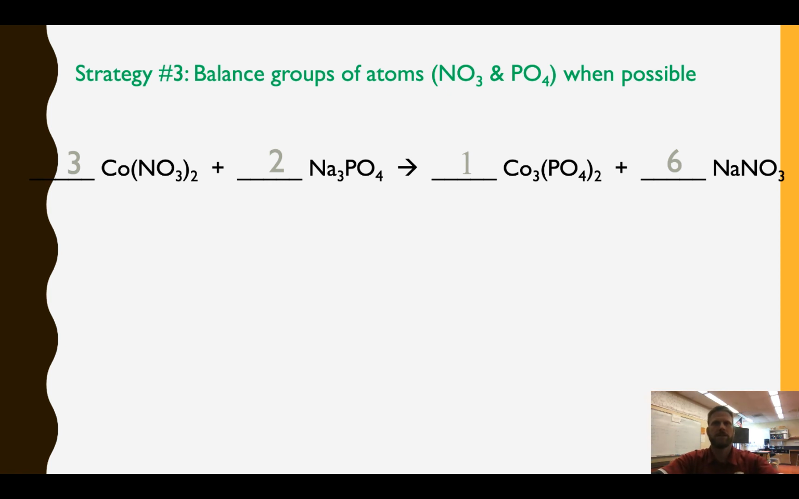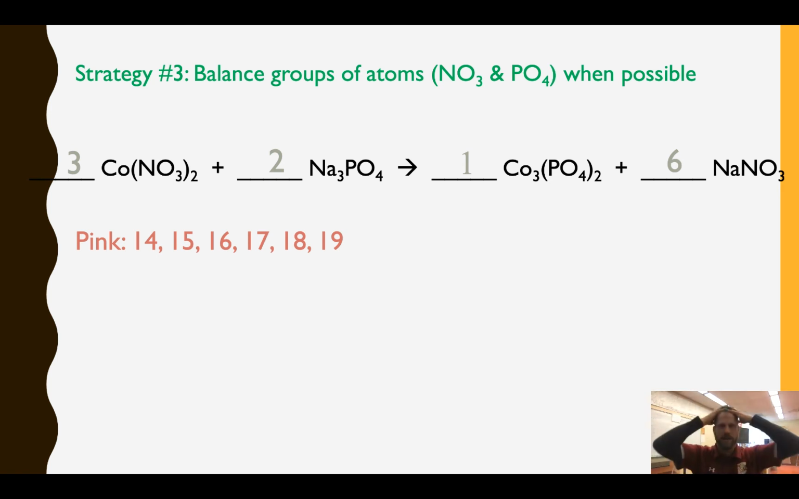Try implementing strategy 3 as well as strategy 1 on problems 14 through 19 on the balancing equations worksheet. Balancing chemical equations can be tough and frustrating and hard and infuriating, but it is not impossible. You have to practice to get better. Practice by completing the rest of the equations on the balancing reactions worksheet. Implement the strategies. They don't always work, but many, many times they will make your life easier. Time to practice balancing. So until next time.